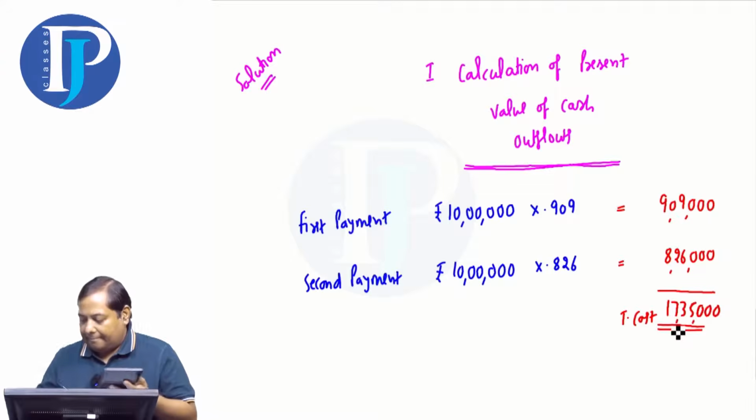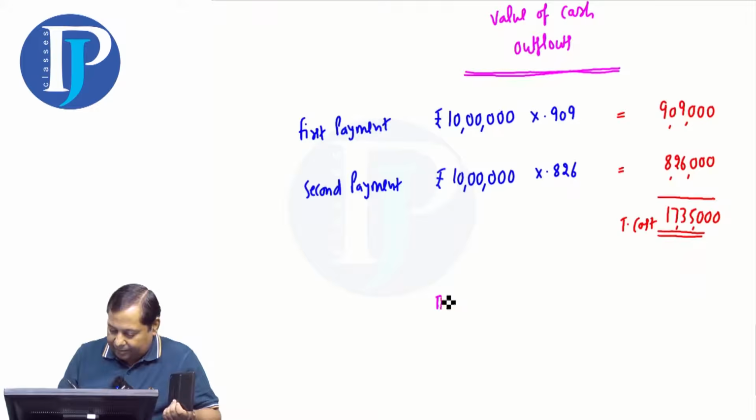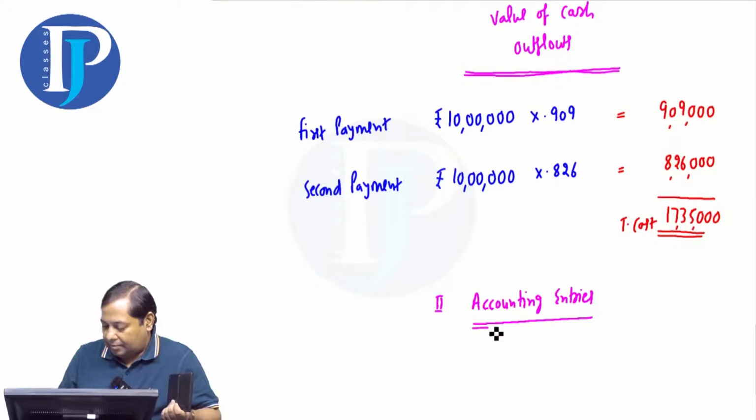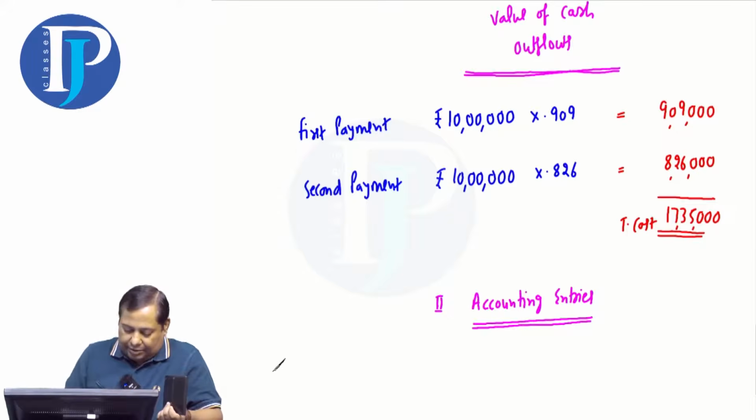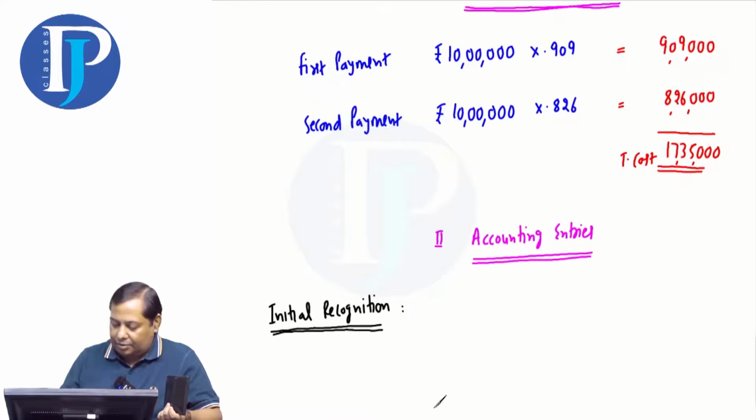17,35,000 rupees. I have come to the second point. I am talking about accounting entries. So firstly, I have the initial recognition. Initial recognition. What entry should I pass?